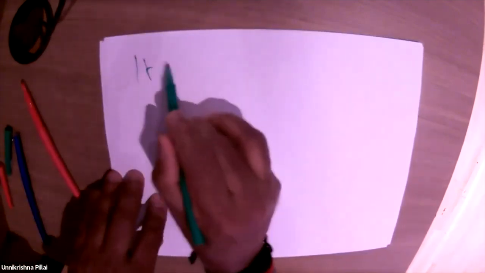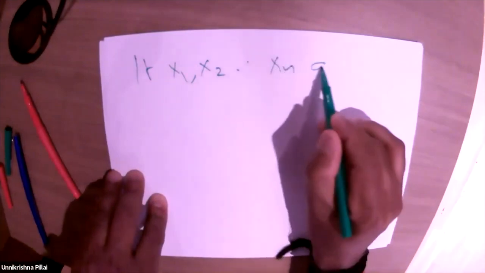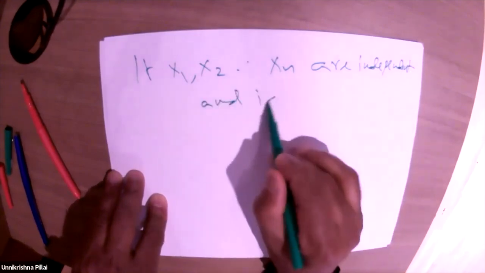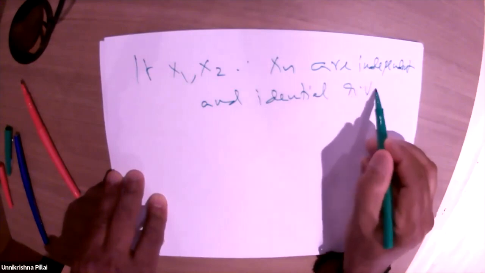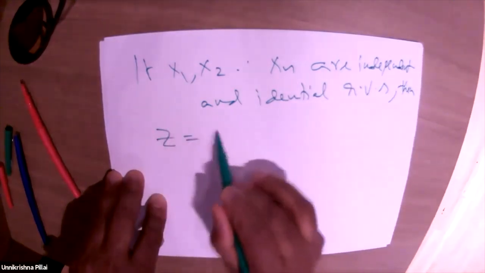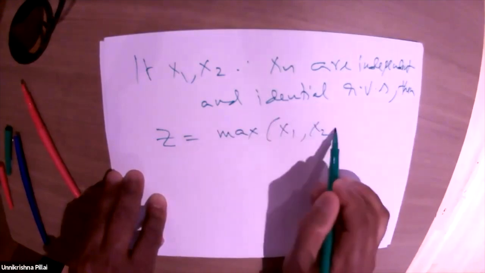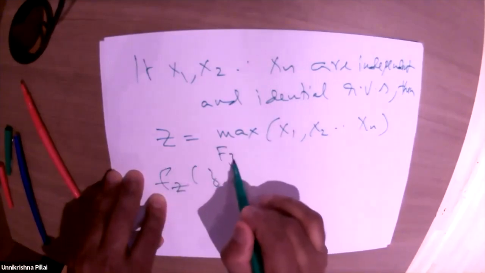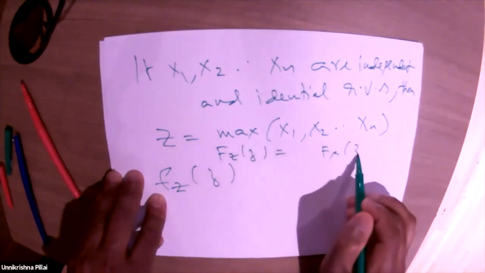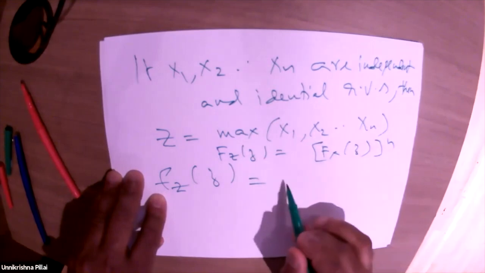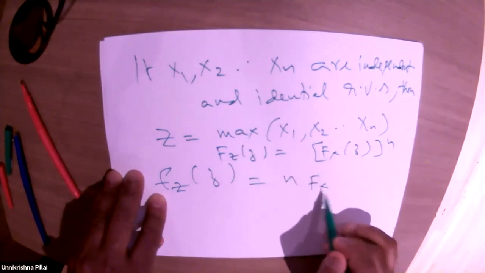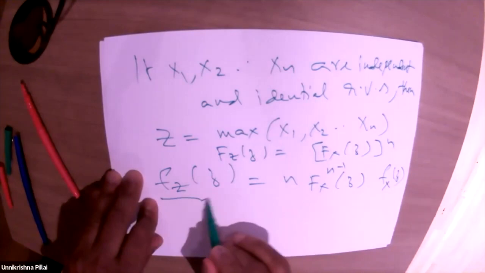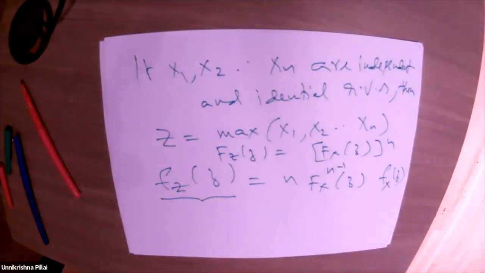So if x1, x2, etc., xn are independent and identical random variables, then if you define Z to be the max of x1, x2, etc., xn, then we just showed that capital F_Z is small f of z to the power n. So the small f_Z is the derivative of this. This will be f_X(z) to the power n minus 1 multiplied by f_X(z). So that's the density function of Z, if they are identical.